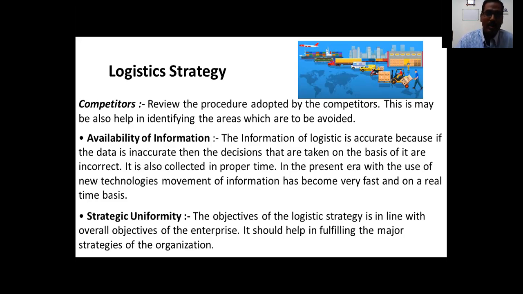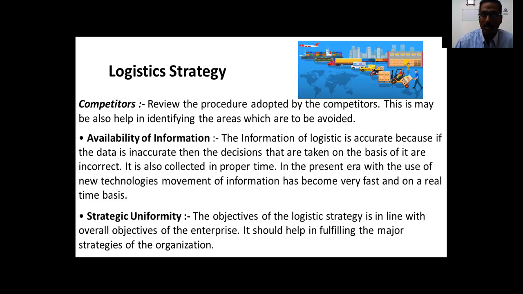Then, availability of information. In this technological era, information is very abundant, but in the same way, too much information can also be confusing. So try to get the information which is very relevant to work out our strategy. That's very important. No need to go and look at several things; we can even collect information sitting in our office through the internet.